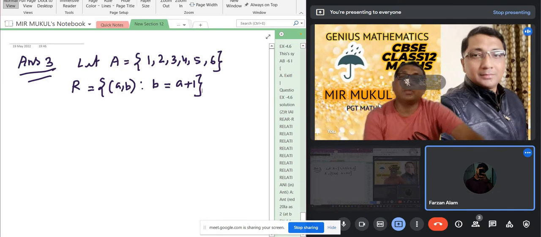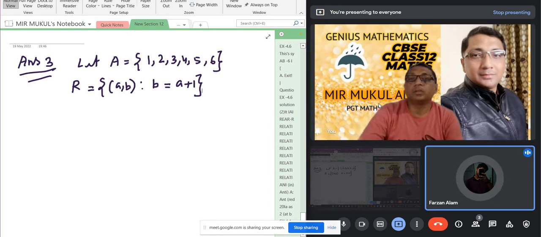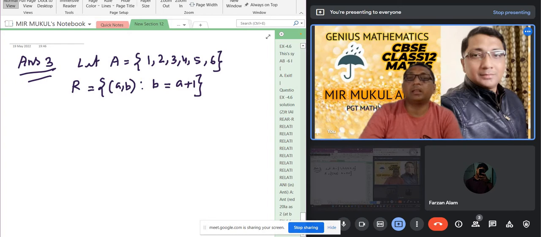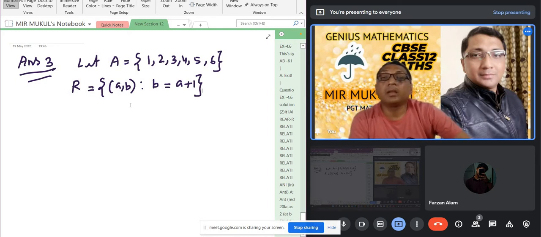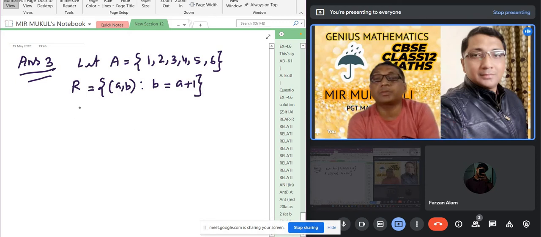Can you write it in roster form? If you take a equals 1, then b equals 2, so it will be (1, 2). If you take 2, then you get (2, 3). But (a, b) should be such that a and b both belong to set A.